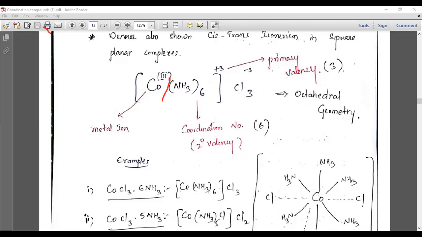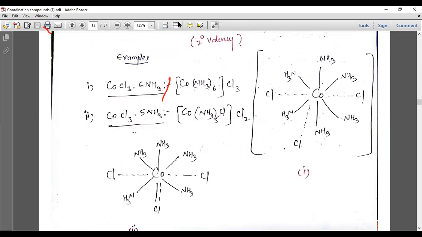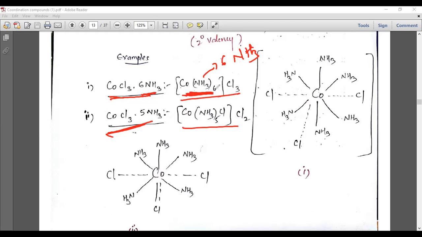Now let us understand here. We will take another example so you can easily understand. Now you can take this example: CoCl3 with 6 NH3 is there, and here 5 NH3 is there. That means one NH3 is removed. So you can see here the coordination number. So observe here. What is the difference between this complex and this complex? Here 6 ammonia ligands are there, but here 5 ammonia ligands are there.